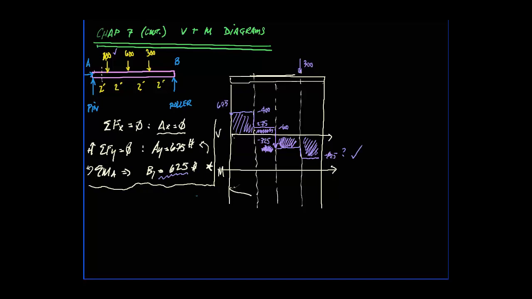As simple as that. That's pretty nice. Now, what's happening with the moments? Well, since we have a pin at this end, the moment has to be 0, and since there's a roller at that end, this has to be 0.